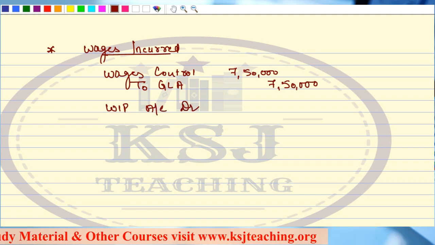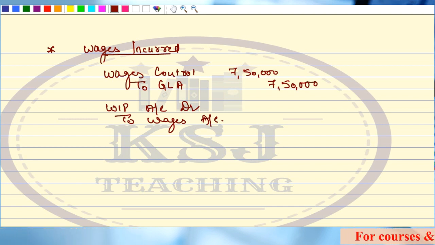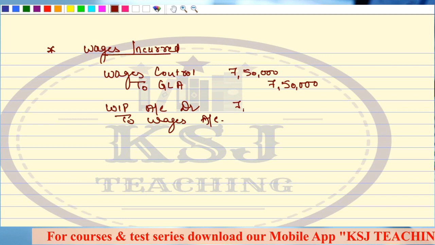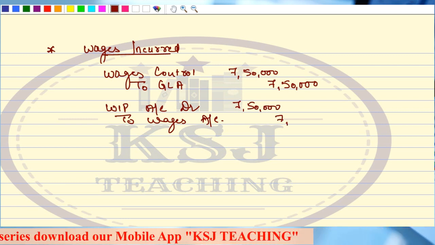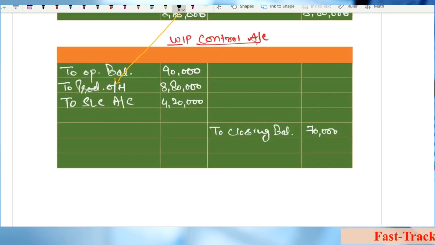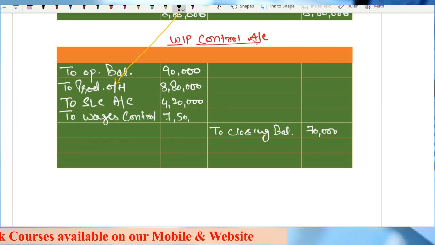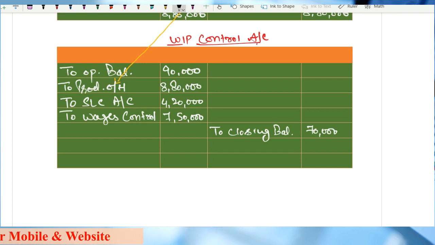The entry will be WIP account debit to wages account, because this figure is directly identified in 1 unit, and I told you 1 unit is WIP. 7,50,000, right? So in the WIP account, I can write here to wages control account, that is 7,50,000. Any doubts? Anything else to be taken, sir?